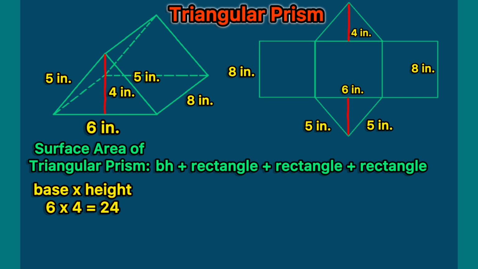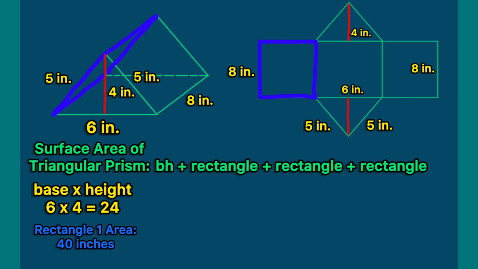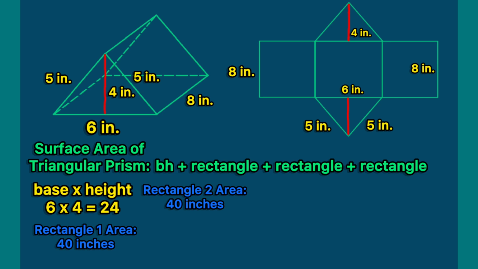Now let's find the area of the 3 rectangles. This one is 40 inches because one of its sides measures 5 inches and the other measures 8. The other rectangle across from it also has the side lengths 5 and 8, which means that it has an area of 40 inches also. The final rectangle has the side lengths 6 and 8, which makes its area 48.